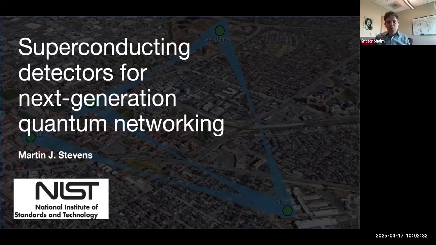So we're going to hand it over to Marty, and we'll start with our detector work. Great. Thanks, Krister. It's a pleasure to be here this morning.